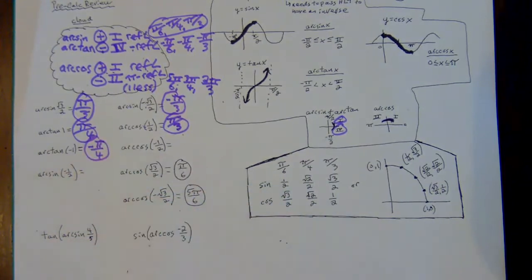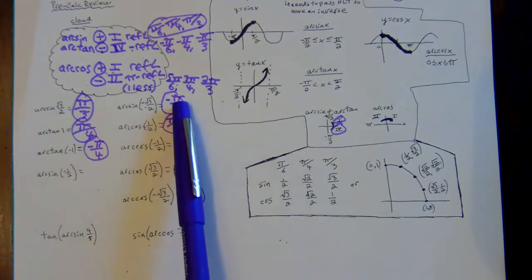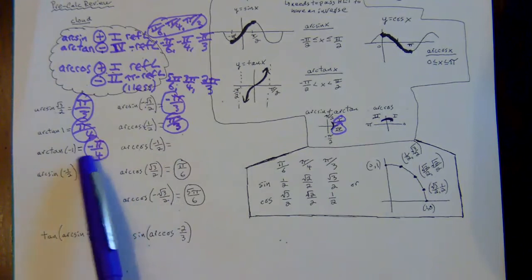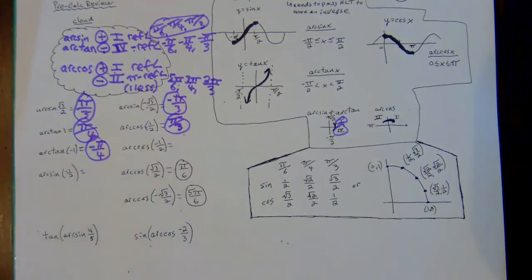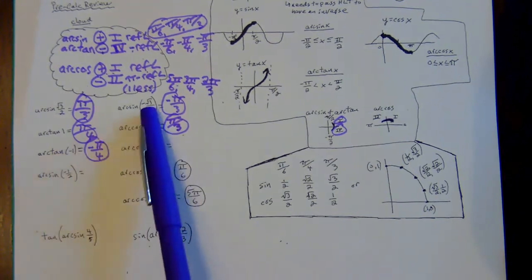And if you think about when you do the sine of a quadrant 4 angle, or the tangent of a quadrant 4 angle, from your All Students Take Calculus, your sine and tangent are both negative in that fourth quadrant there.